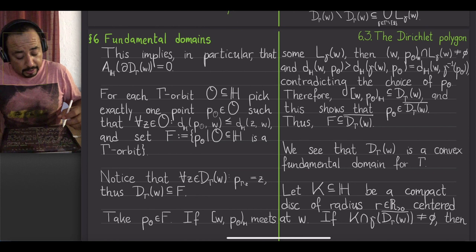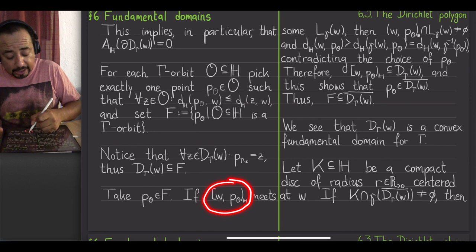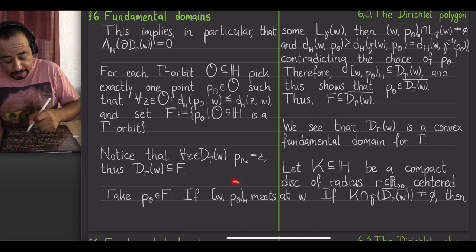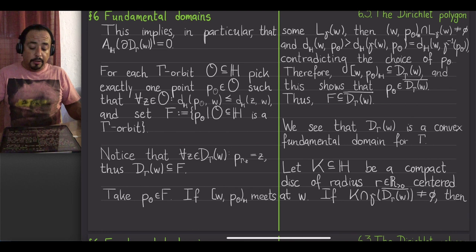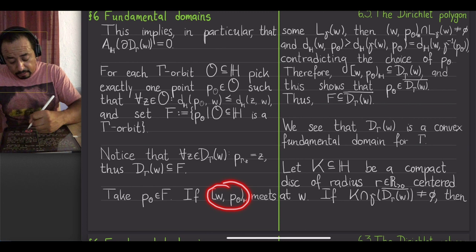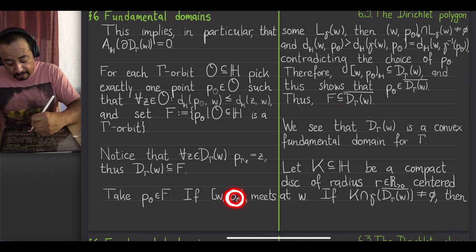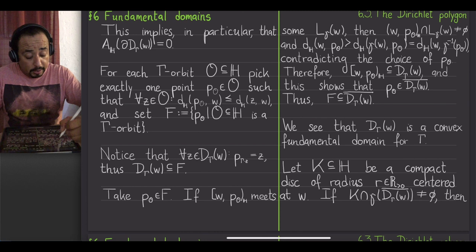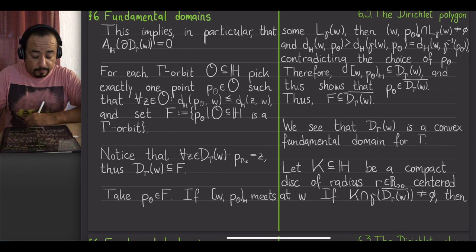So what do I conclude? That this curve does not meet any bisector. But if it doesn't meet any bisector, that is because it is entirely contained in the Dirichlet polygon. Then, if it's entirely contained in the Dirichlet polygon, that means that I can approximate P with sequences of points in here, and hence in the Dirichlet polygon. So that means that P is in the topological closure, and this proves this containment.